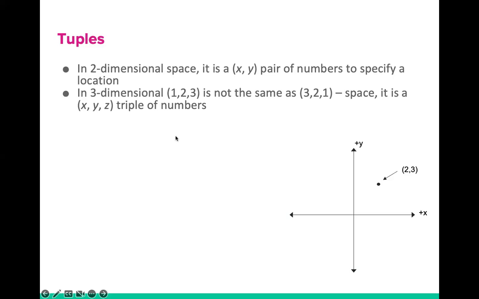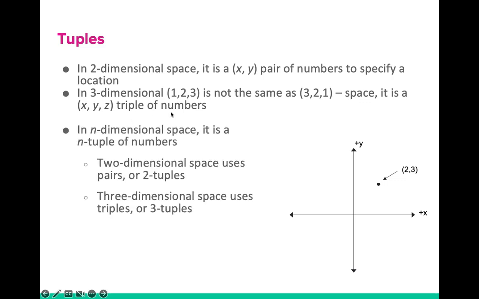So what if we have three-dimensional numbers? If we have three-dimensional numbers, 1, 2, 3 is not the same as 3, 2, 1. It is an XYZ triple of numbers. So in an n-dimensional space, it is called an n-tuple of numbers. So we have a tuple containing 2 numbers. So in a two-dimensional space, in this example, we use pairs or 2-tuples. But if we have a three-dimensional space, we use triples or 3-tuples.